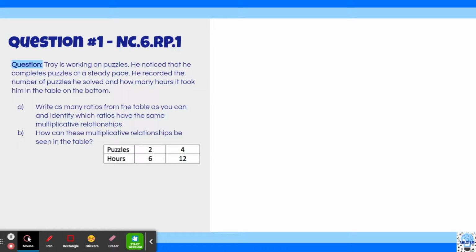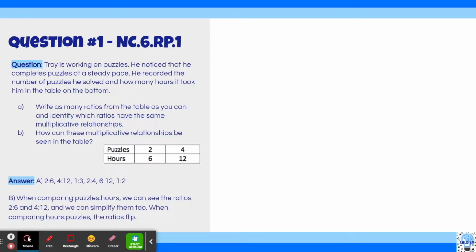Okay, so for A, it is 2 to 6, 4 to 12, 1 to 3, 2 to 4, 6 to 12, and 1 to 2. Those are all of your possible ratios. And for B, when comparing puzzles to hours, we can see that the ratio is 2 to 6 and 4 to 12, and we can simplify them too. When comparing hours to puzzles, the ratios flip, so it becomes 6 to 2 and 12 to 4. If you got these answers right, feel free to go to the next question. If you got them wrong, or if you just want to review, hang around and I'll explain these questions.